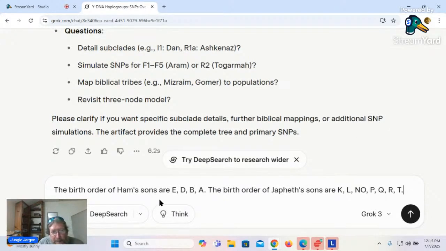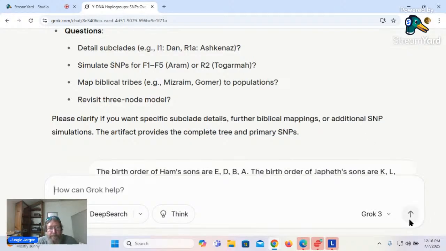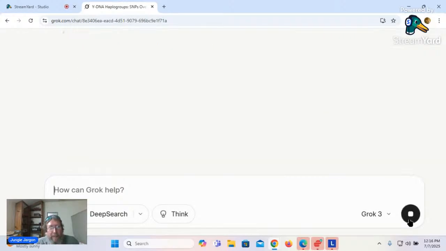Birth order of Ham's sons are EDBA. Birth order of Japheth's sons are KLNOPQRT. So it's 1, 2, 3, 4, 5, 6, 7 sons of Japheth. Okay, so that's good. Let me try that. Maybe it'll make a good chart for me.